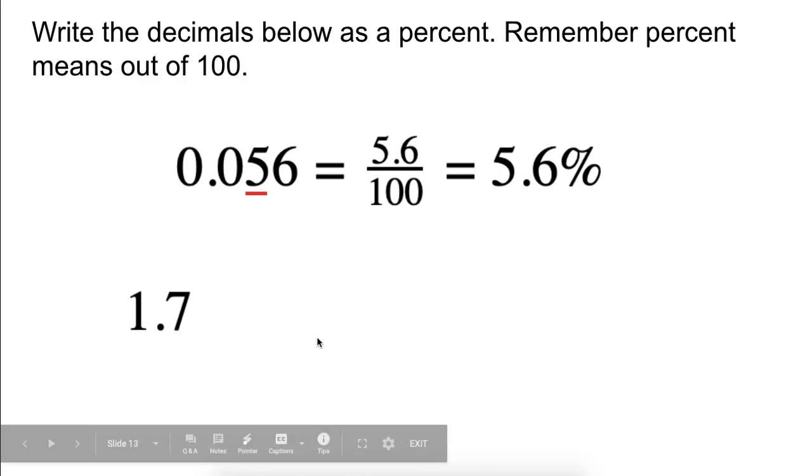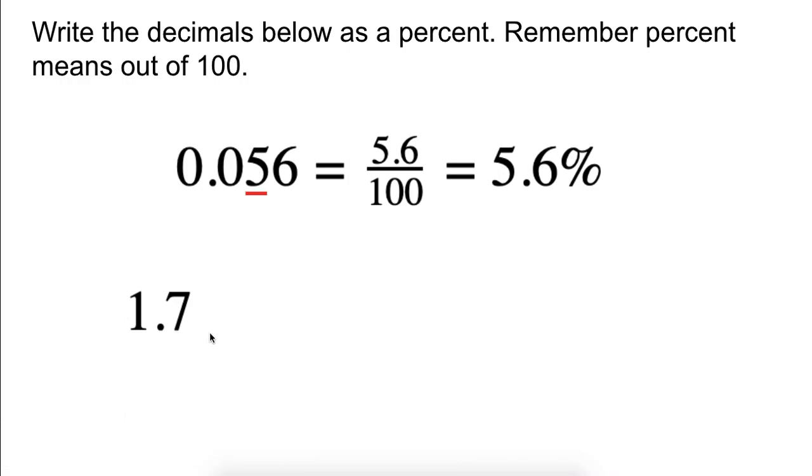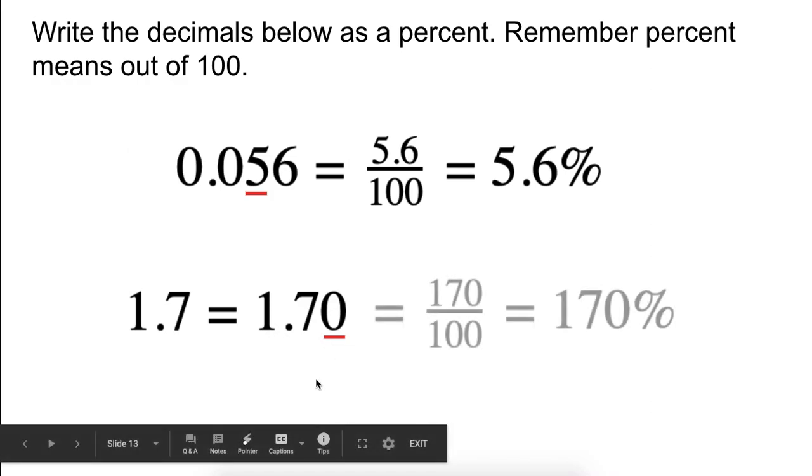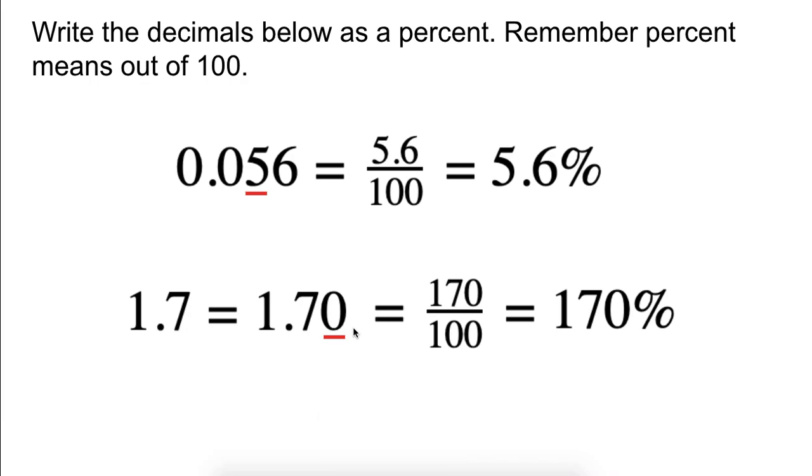Okay, let's look at this one now. This one's a little bit different because this is 1 and 7/10. We don't have a hundredths place at all. But remember, we can always add a 0 after the decimal. It doesn't change the place value. So now this becomes 1 and 70 hundredths. And now we do have a hundredths place, so we can identify that. So we can just write that as 170 over 100. And that would be 170%. And again, that decimal has just moved 2 places to the right.